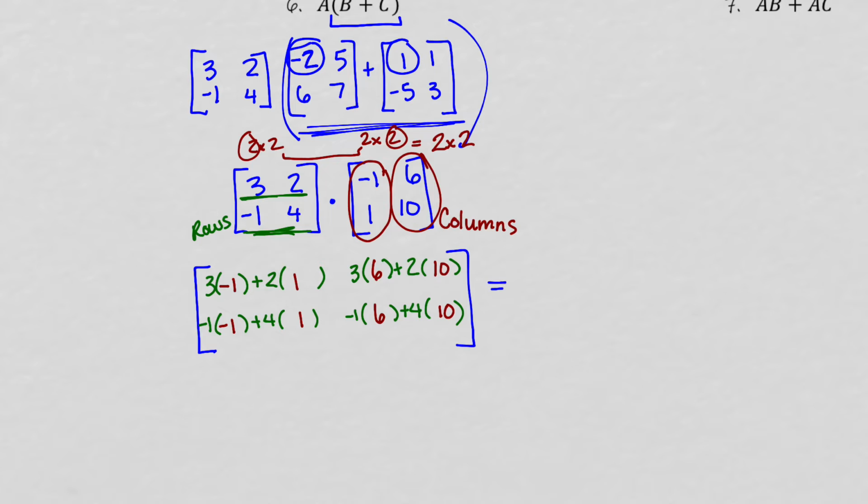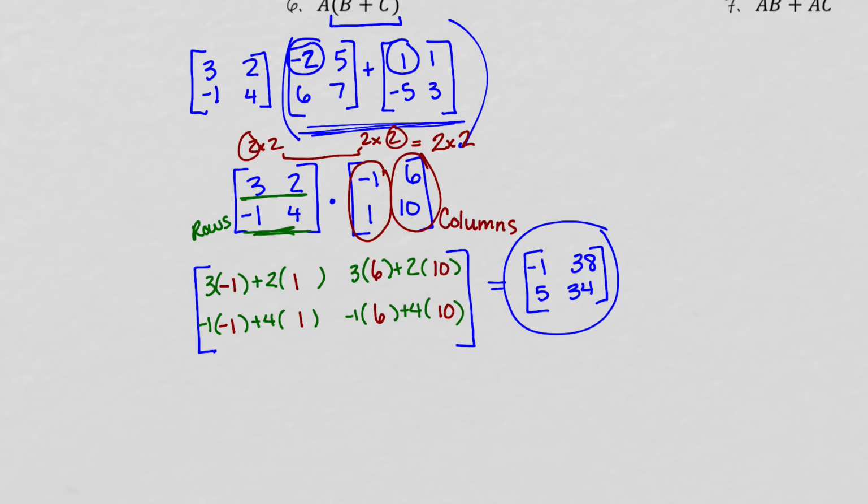So now we just get our 2 by 2 matrix answer. I have negative 3 plus 2 is negative 1. I have 18 plus 20, which would be 38. I have positive 1 plus 4 is 5. Negative 6 plus 40 would be 34.